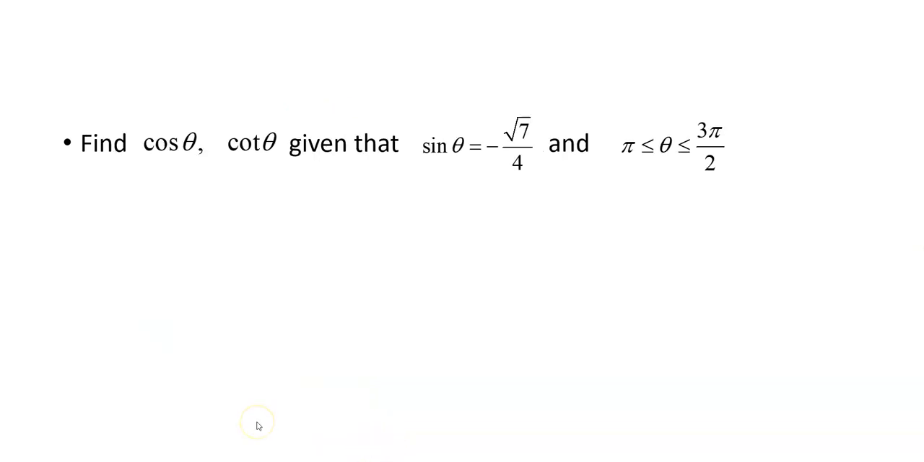All right, this one asked me to find cosine and cotan given some information about sine and, in this case, the quadrant where it lives. So, the sine is negative square root of 7 over 4, and I'm between pi and 3 pi over 2, which is another way of saying I'm in the third quadrant. Right? Because there's pi, there's 3 pi over 2. It says the sine is negative square root of 7 over 4.